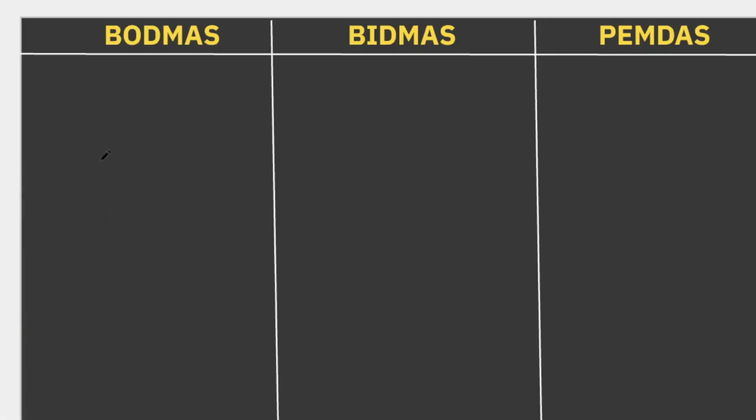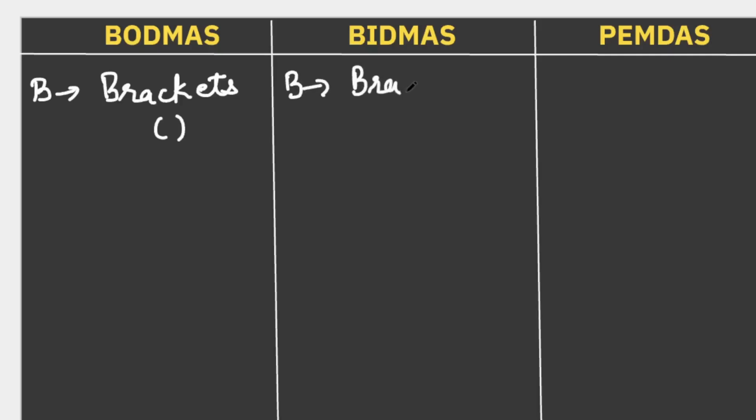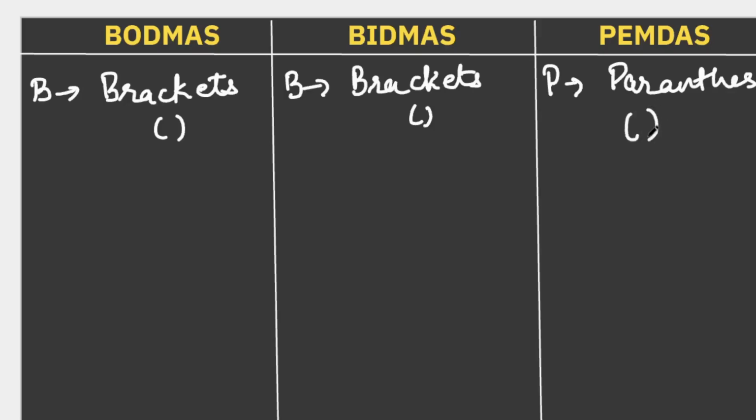So in BODMAS, you see the first letter is B. It stands for brackets. Okay, brackets. So in an expression, if you have the brackets, you will solve it first. In BIDMAS also, B stands for brackets. Okay, solve the brackets first. And PEMDAS says that solve the parenthesis first. Again, same thing. In USA and in some other parts of the world, we use the term parenthesis, and in some parts of the world like UK, Australia and Asia, we use brackets.